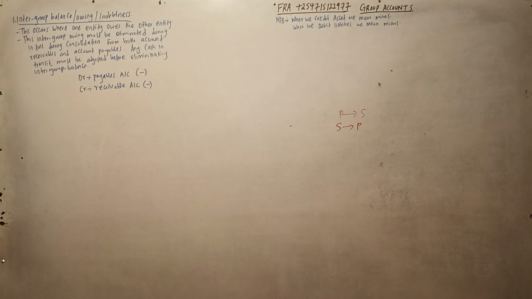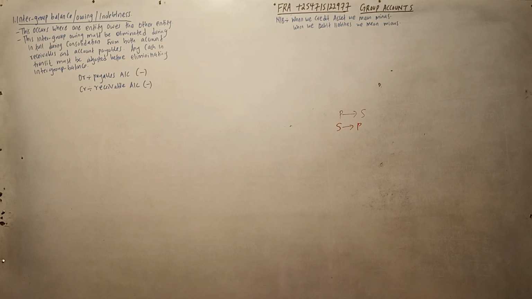Now, another reason why these intergroup balances or debts must be eliminated is that after consolidation, the parent will take everything and share some with the minority. Intercompany debt not settled must be eliminated.